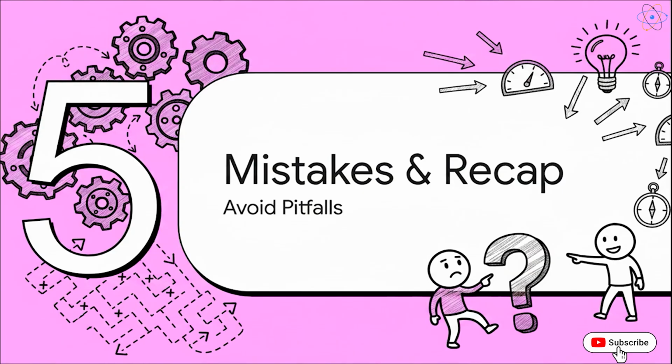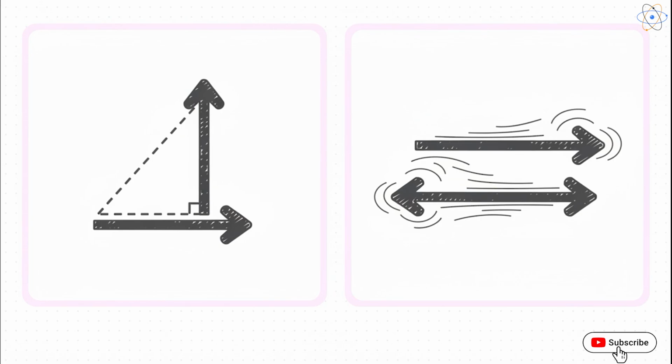Section 5, Common Mistakes and Recap. So mechanics can definitely be tricky, and it's easy to slip up here. Let's cover some common traps so you can dodge them on your next test. First big mistake, treating vectors like scalars when adding them. If you've got a velocity of 3 meters per second and another of 4 meters per second, they do not automatically make 7 meters per second.